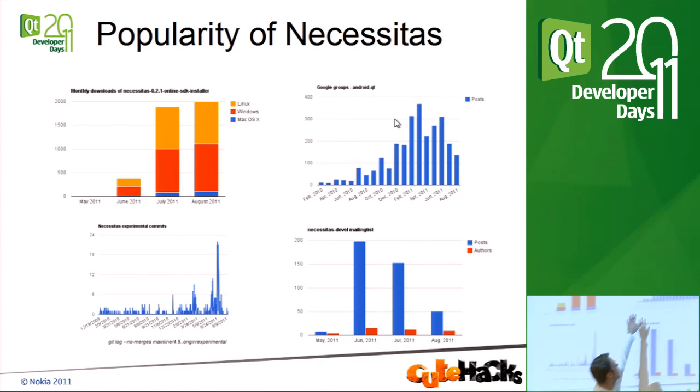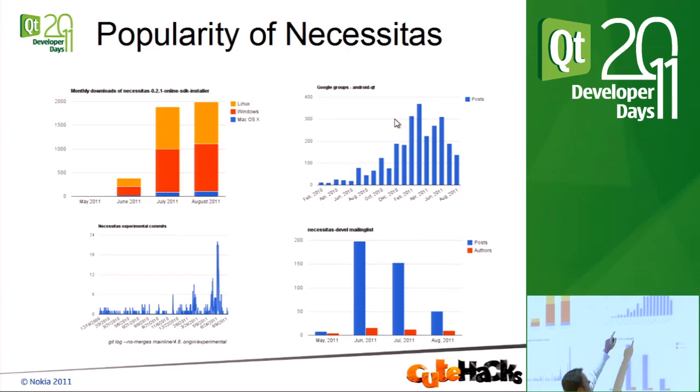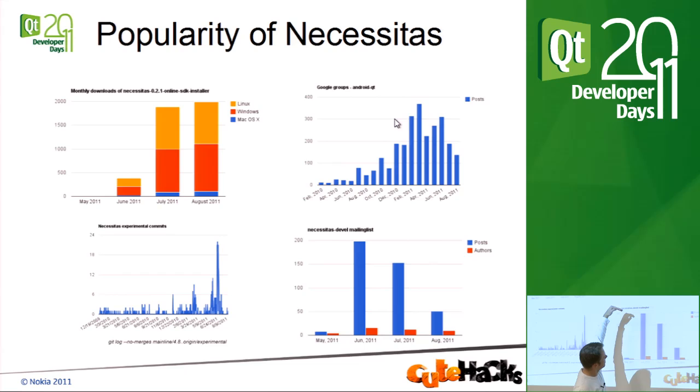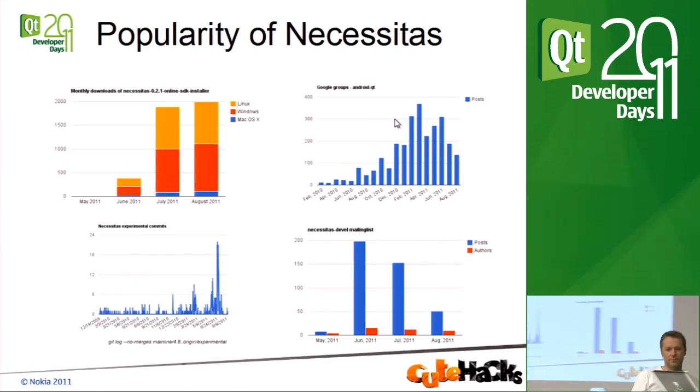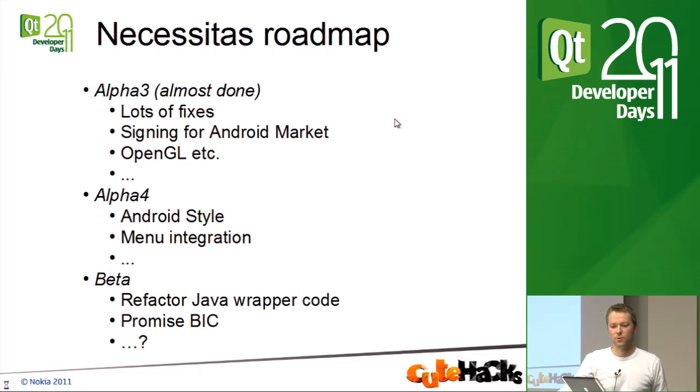Here you see the user group mailing list. Here's the developer mailing list. That's a very steep decline here, but I'm blaming it on the summer holiday. And then you have the commit log. Just to give you a little bit of a hint of where the project is.